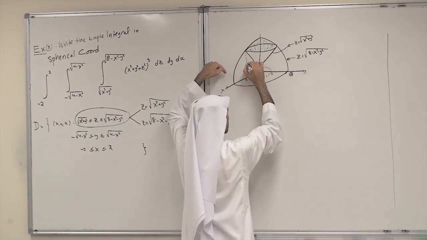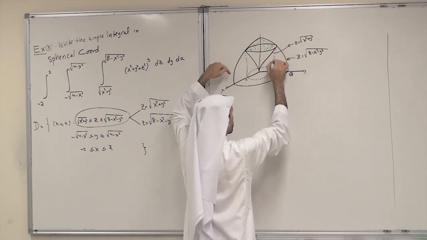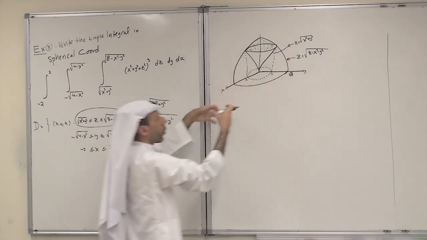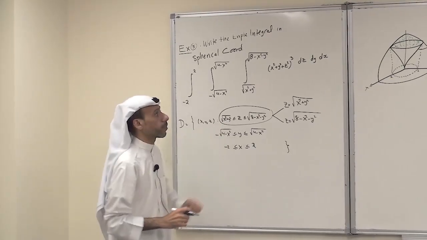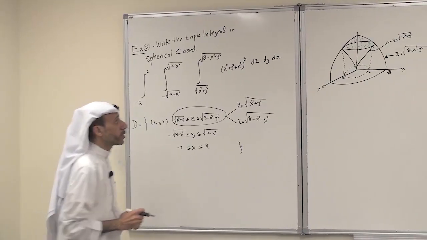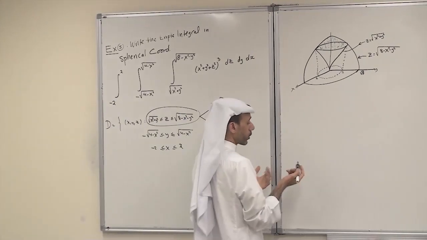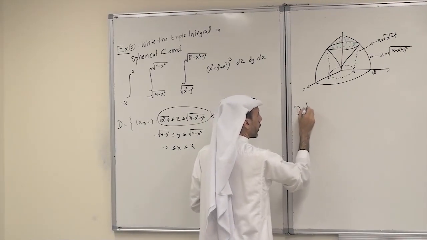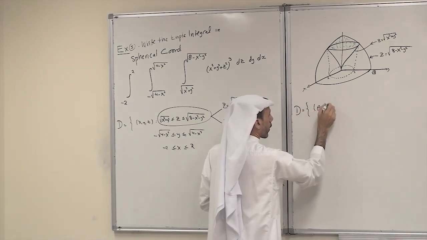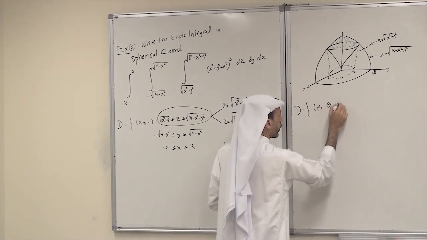If we take the projection, we get the disk in the xy plane. So this is the projection, and this is the solid. Now I need to describe it in spherical coordinates, rho, theta and phi.